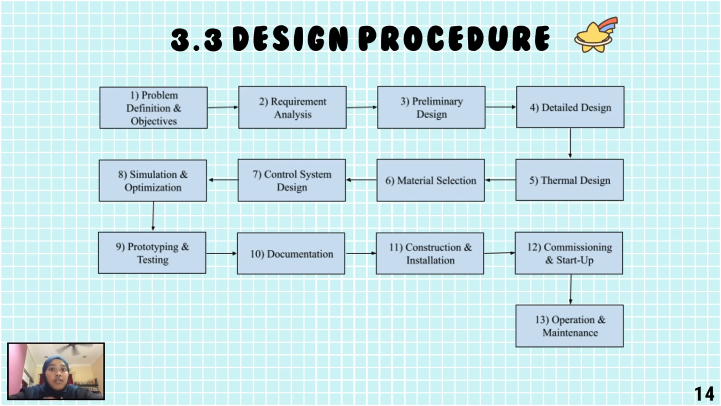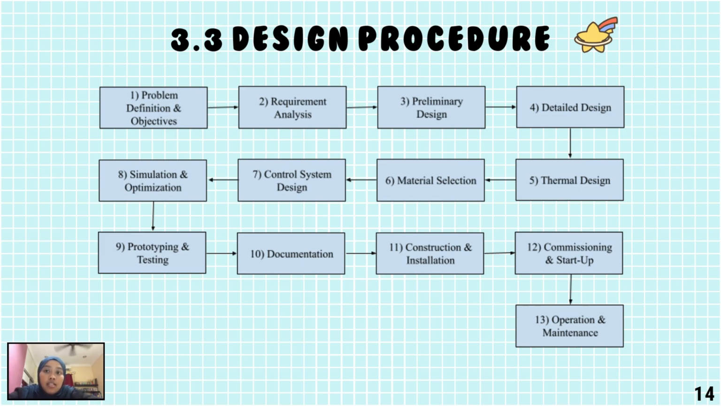So the first step is to clearly define the objective of the distillation unit. This involves understanding the specific products needed and their required purity levels. Analyzing the crude oil properties such as its composition, boiling point range, and impurities helps to set the foundation for the design. Next is the requirement analysis.